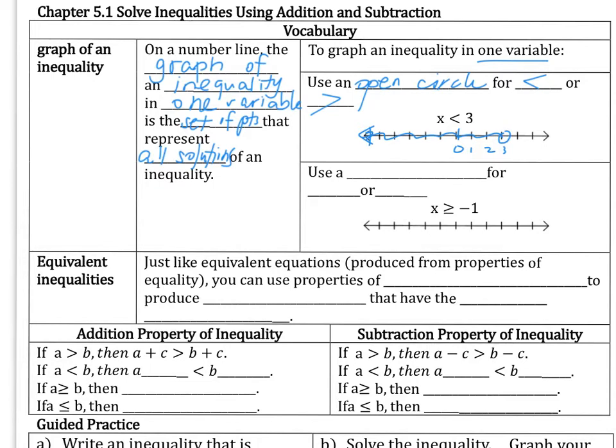And you will use a closed circle for a less than or equal sign or a greater than or equal sign. So if I have x greater than or equal to -1, I can first mark 0 anywhere on the number line and then count 1 unit to the left, and then I can draw my closed circle and then draw my line to the right.